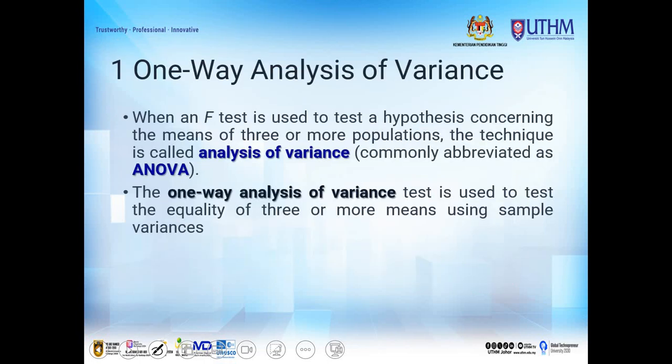One-way analysis of variance: when an F-test is used to test a hypothesis concerning the means of three or more populations, the technique is called analysis of variance, commonly abbreviated as ANOVA. Okay, so the one-way analysis of variance test is used to test the equality of three or more means using sample variances. You have to remember they always try to compare three or more means.